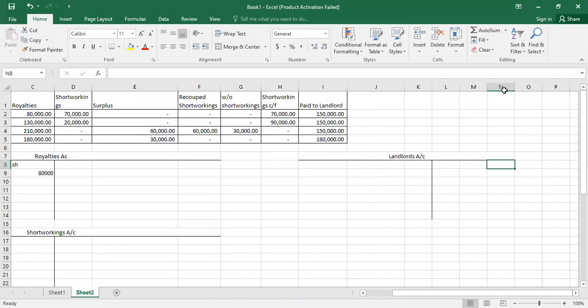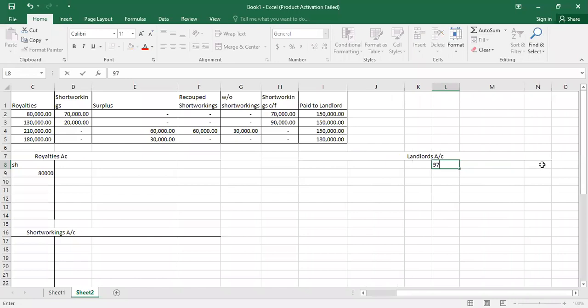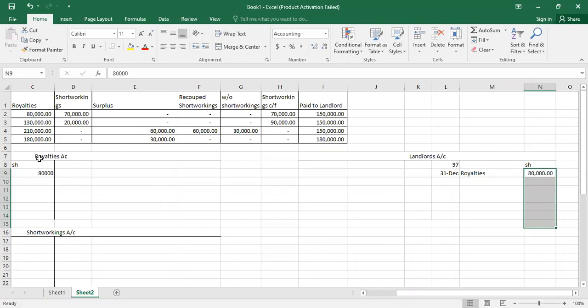Let me make this a bit wider. So we are crediting the landlord's account in the year 1997. So it's a double entry. So we'll be doing 80,000. So that is our year 1997.